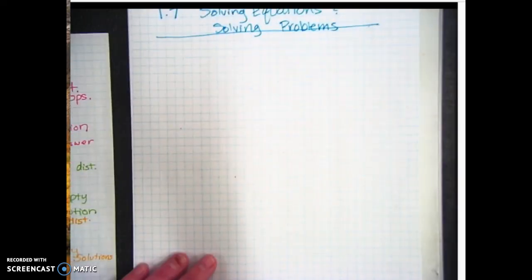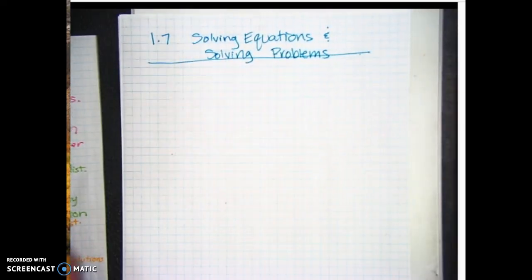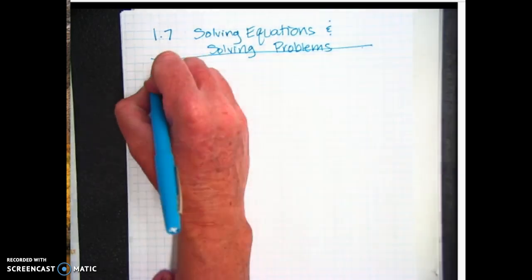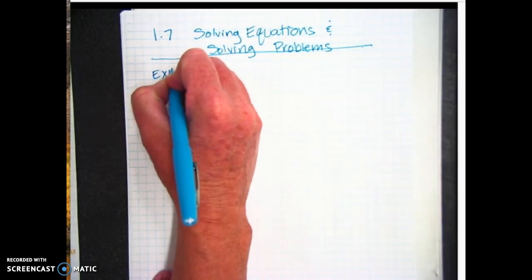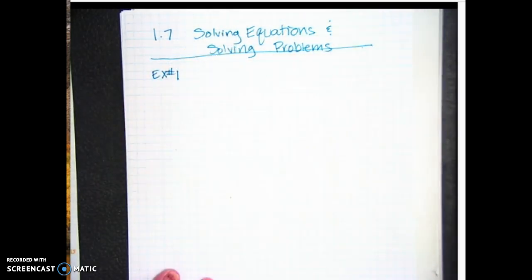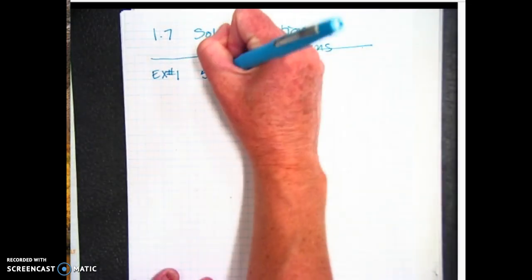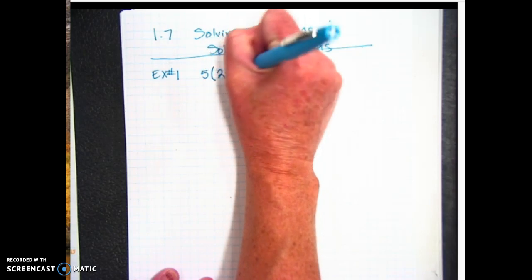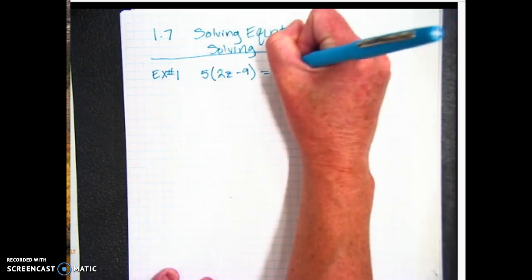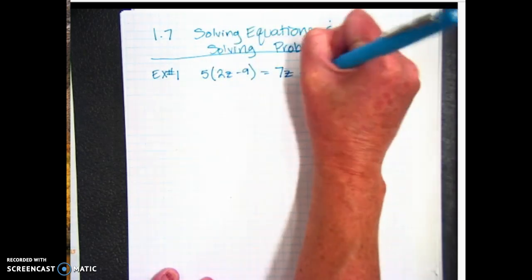Section 1.7 is called solving equations and solving problems. So we're going to look at some equations, and these are very similar to what we just saw in the review flipbook, right? So we're going to write an equation like 5 times (2z minus 9), set it equal to 7z minus 60.